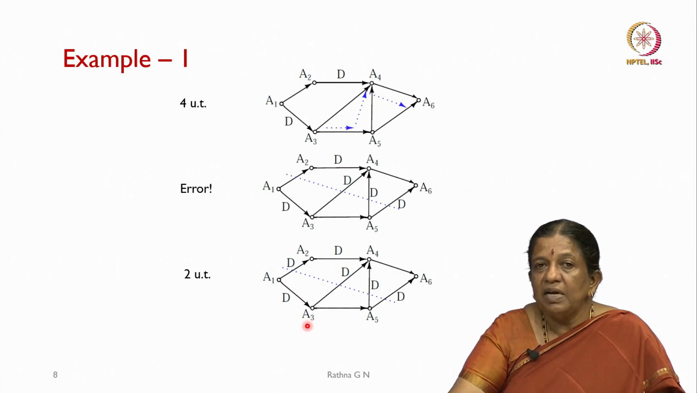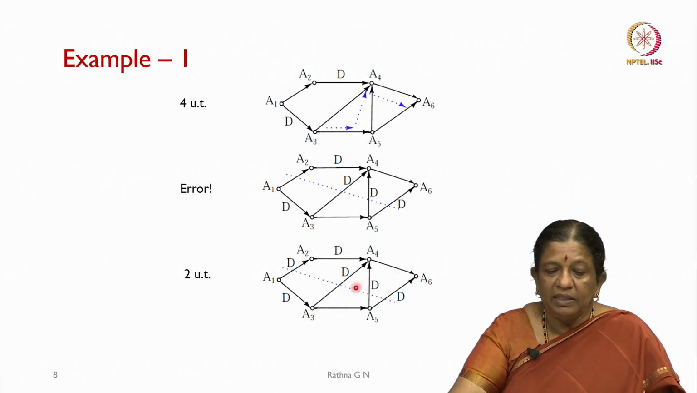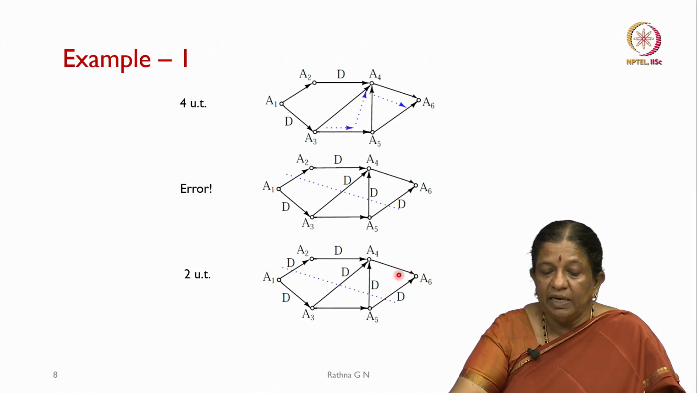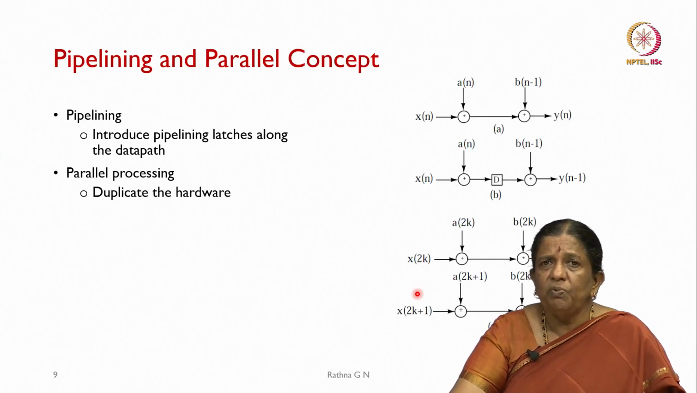So, we say that from A3 to A4 I have a delay path, and then from A4 to A6 it is direct. If I take the data that is moving from the delay unit, it has to move to A4 and then A6. So, that way it takes 2 clock units to reach the maximum delay in this circuit, or in the data flow graph.